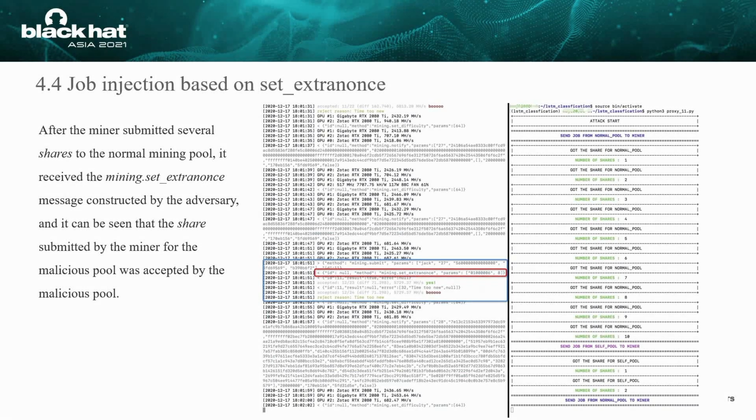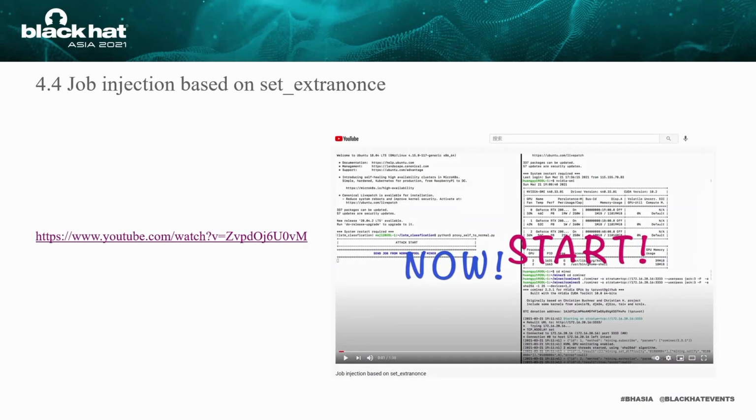After the miner submitted several shares to the normal mining pool, it received the mining.set_extranonce message constructed by our adversary. And it can be seen that the share submitted by the miner for the malicious pool was accepted by the malicious pool. This is the key issue. We can see the log. Now we also made a video for this.